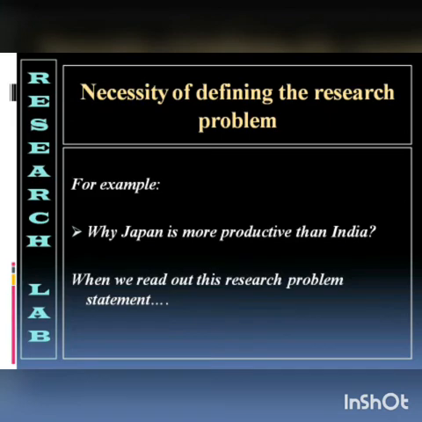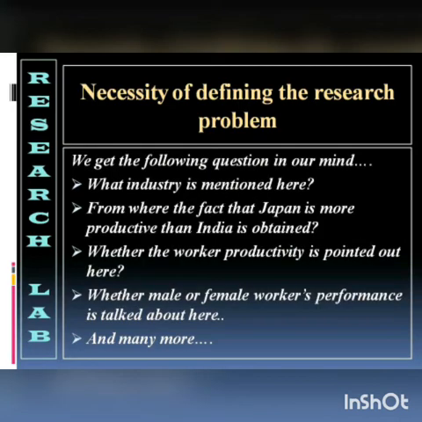Now we frame a research problem. Let us do it with the help of an example. For example, if a researcher says that he wants to find out why Japan is more productive than India, his problem statement will be: why is Japan more productive than India? If we look into this research problem statement, it is a very valid statement. It has a very great impact and contribution to the society, to the country, etc.